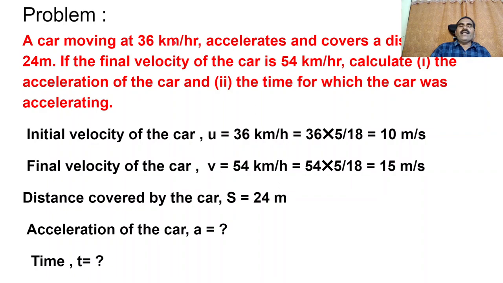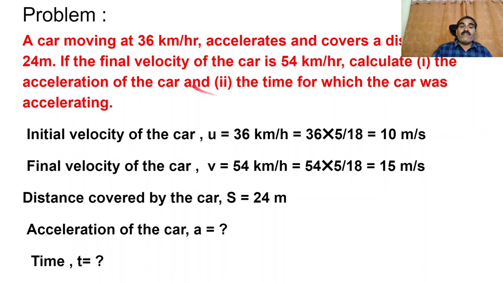See, it is in the SI system, so convert this kilometers per hour into meters per second. First of all, the initial velocity of the car is given as 36 kilometers per hour. In order to convert kilometer per hour into meters per second, multiply with 5 by 18. By simplifying this, we get 10 meters per second.